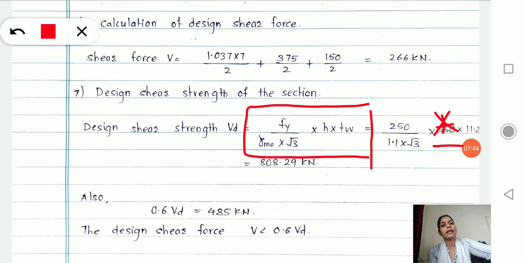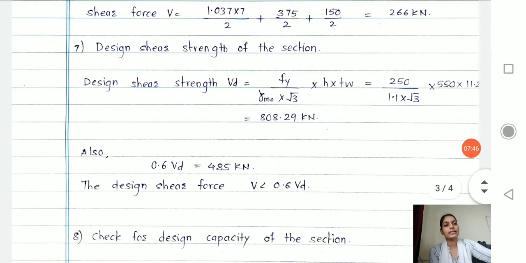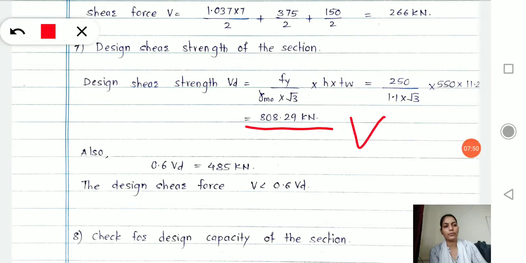Once we get the value for shear strength, which is 808.29, we have to cross-check it with the shear force. Shear force value is 266 kilonewton. Now, checking shear strength with shear force is the next task. How will we do that?